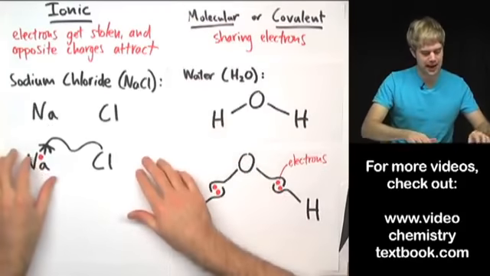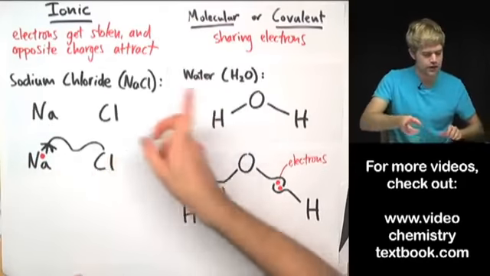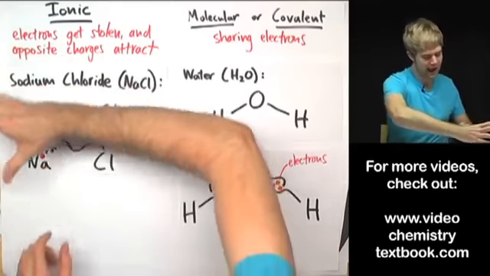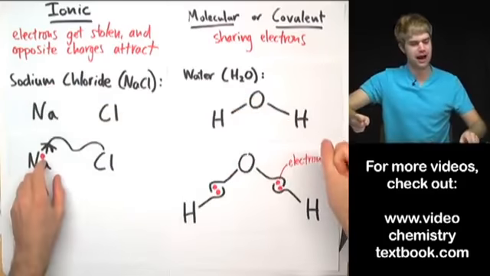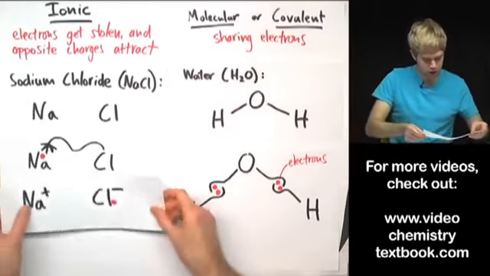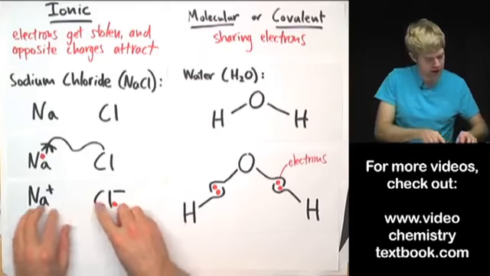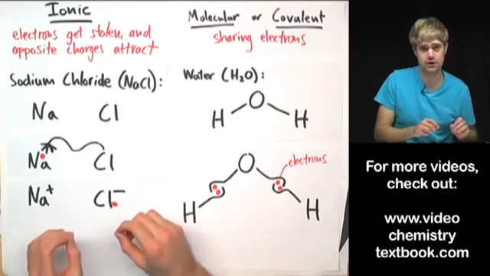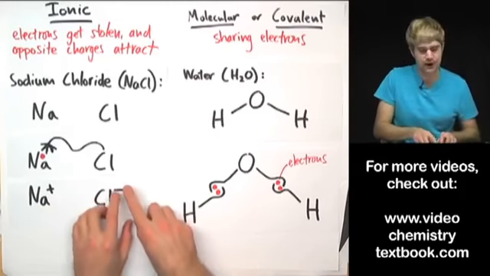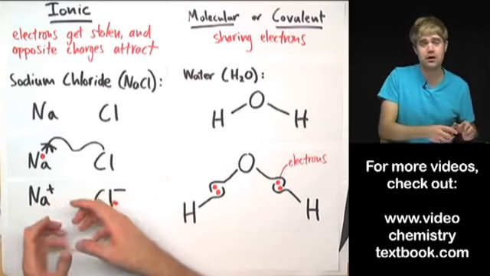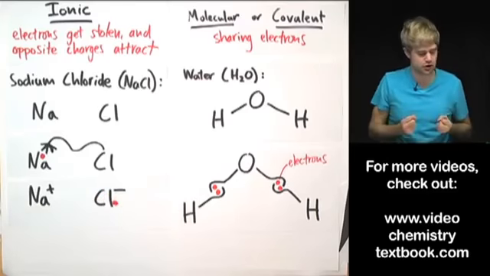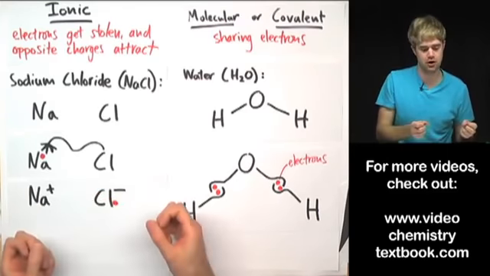The first thing that happens is chlorine reaches its greedy hand over and grabs an electron from sodium, okay, and it pulls it back. So now chlorine has an extra electron and sodium has lost one of its electrons. This causes chlorine to now get a negative charge because it has a new electron, and sodium, because it's had one of its electrons stolen, now it has a positive charge.